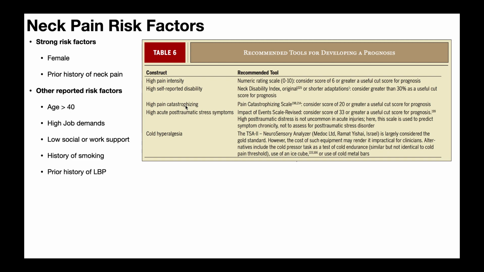And so to assess catastrophization, we use the Pain Catastrophizing Scale. And we're considering a score of 20 or greater, someone at risk for a poor prognosis. Then we have high acute post-traumatic stress symptoms. This is assessed via the Impact of Event Scale, the revised version. And a score of 33 or greater increases the risk of a poor prognosis.